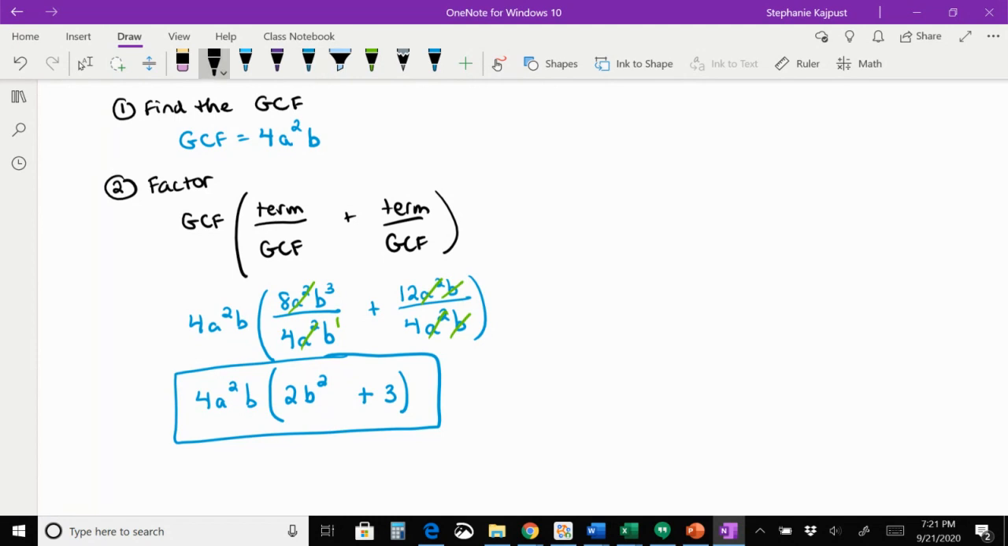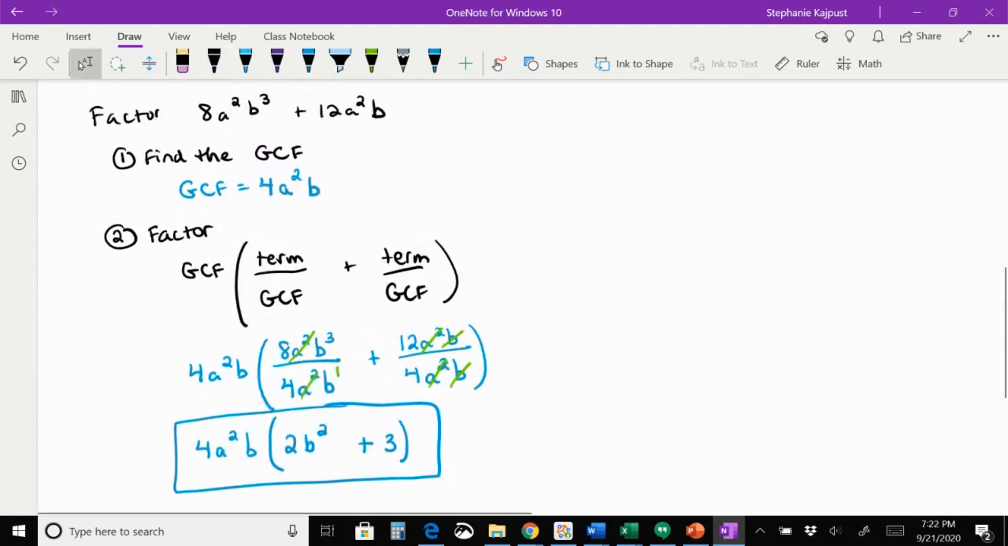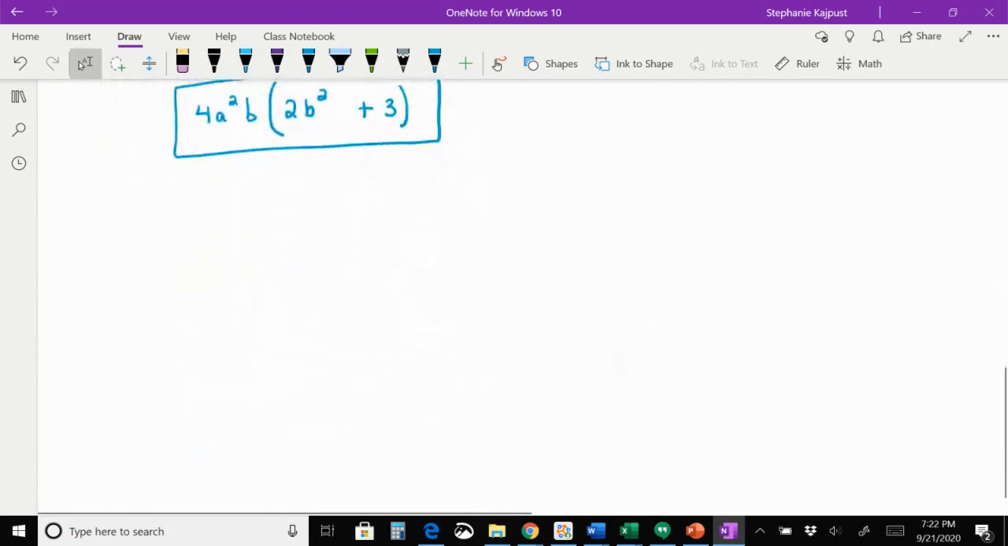Now it's a different process if you have something with multiple terms. Usually if we have 4 terms, we do something that is called factor by grouping. So there's different types of factoring: factoring out the greatest common factor, factoring by grouping, factoring trinomials. So let's see, I'll just move this up.